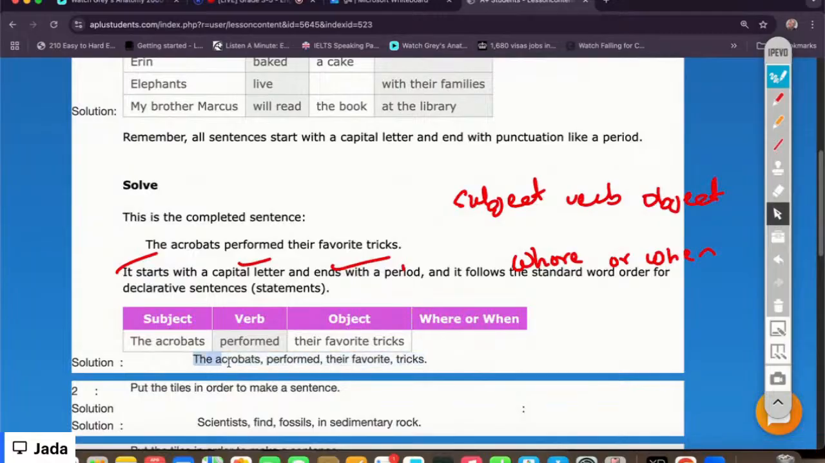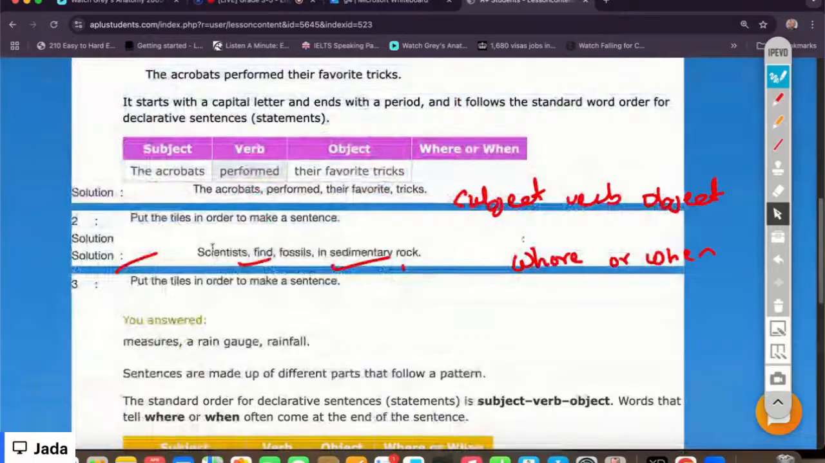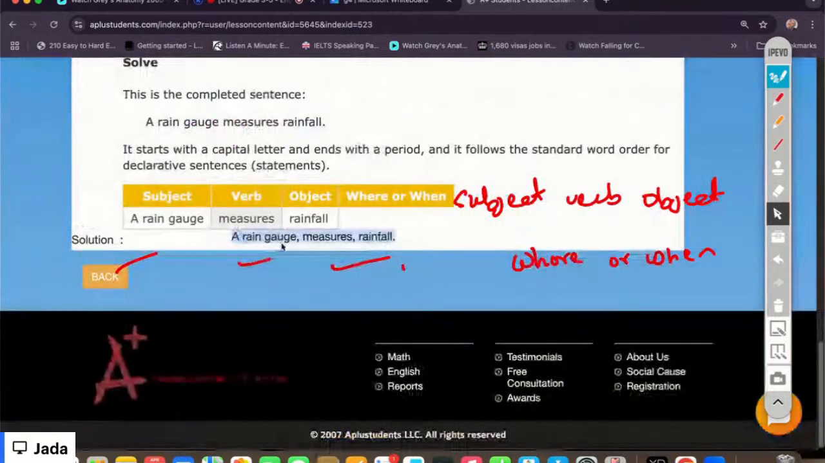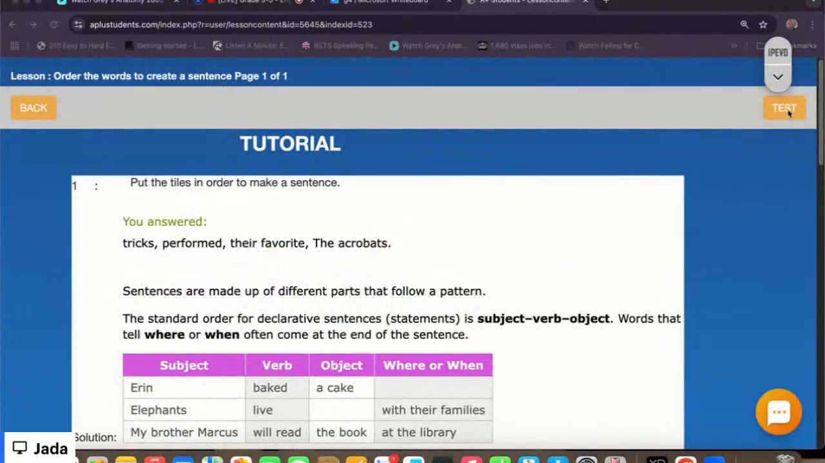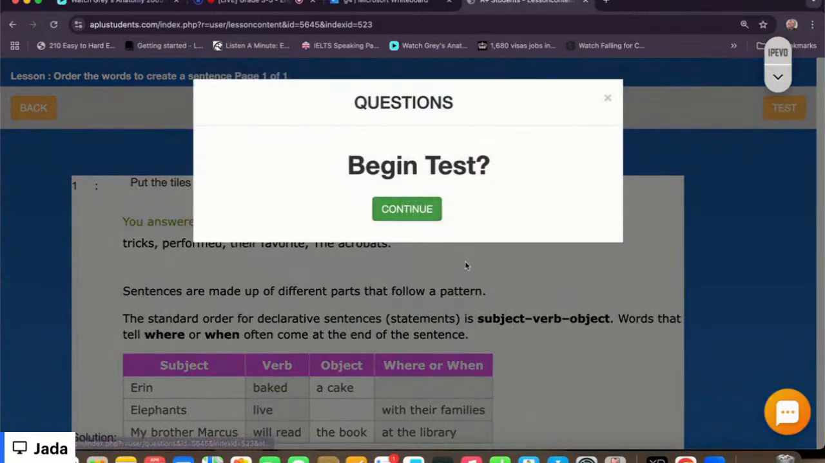So we have: the acrobats perform their favorite tricks. We also have: scientists find tortoises in sedimentary rock. We have "measures a rain gauge rainfall," then: a rain gauge measures rainfall. So this doesn't have where or when. Some of them will not have where or when it's taking place; it just depends on the sentence. So you have to create them following the subject, verb, object pattern. Okay, so we have this one.